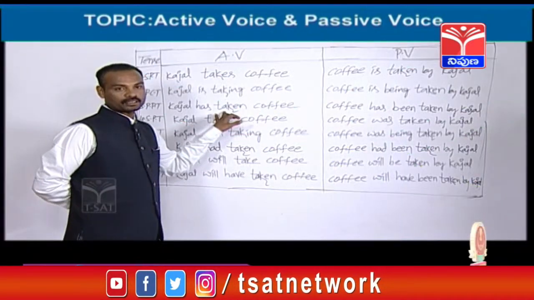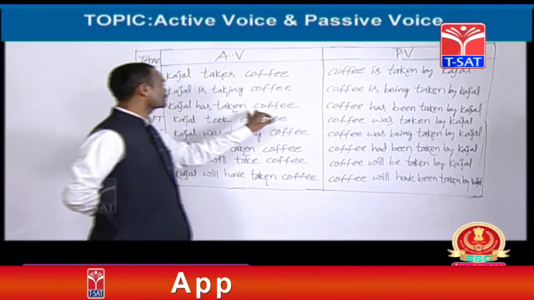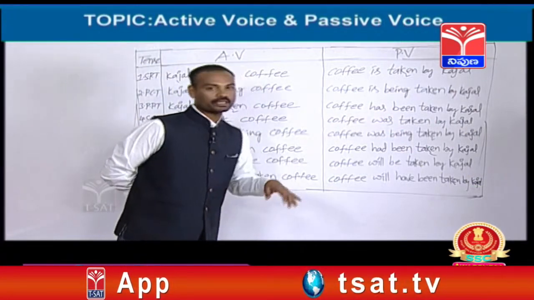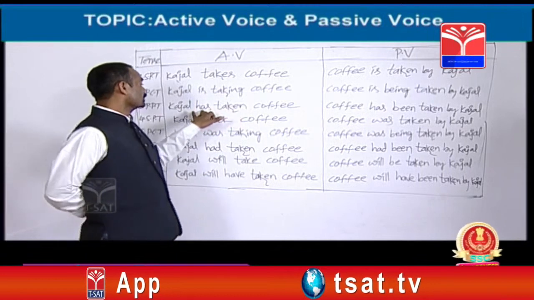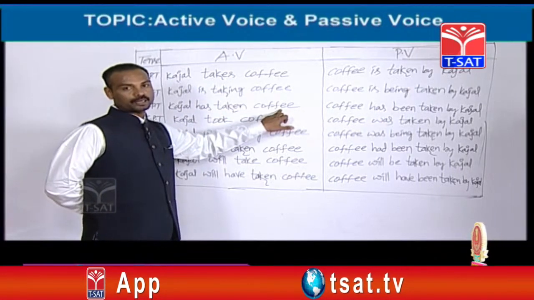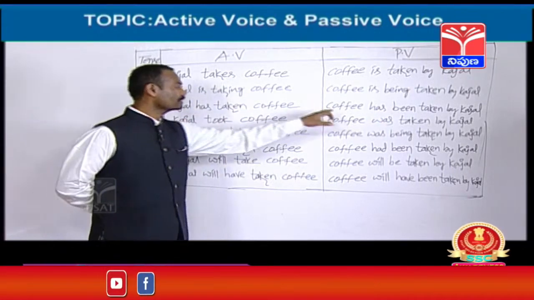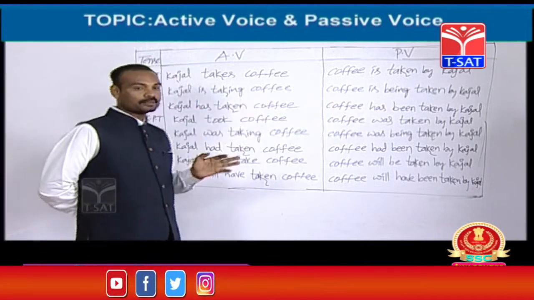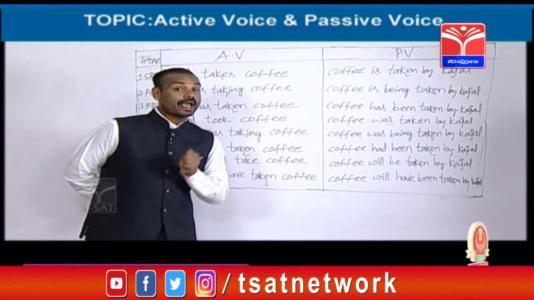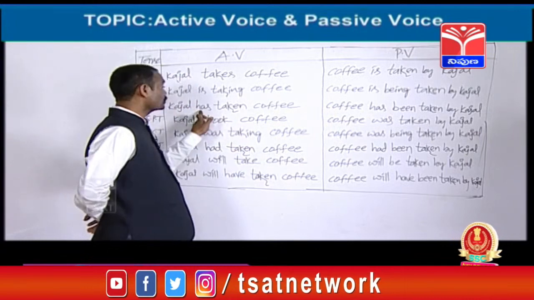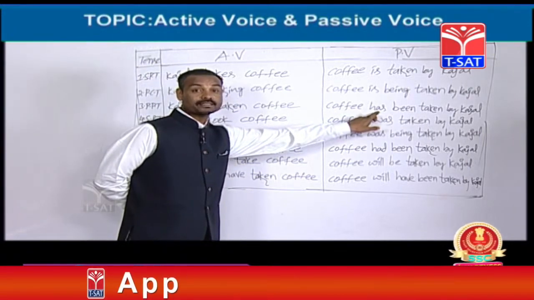So where are we now? We are in the present perfect tense. Kajal has taken coffee. Coffee has been taken by Kajal. A singular helping verb is there, a singular object is there, so has is taken as it is. Sometimes has should be changed into have. Sometimes the helping verb should not be taken as it is in the passive voice.